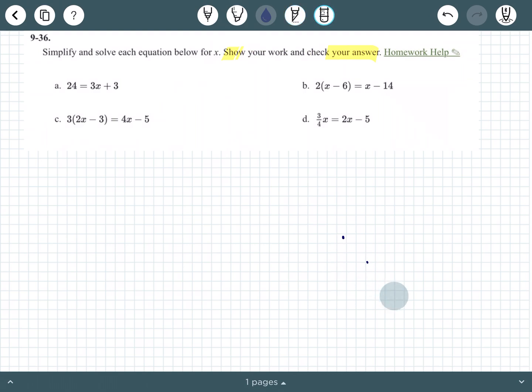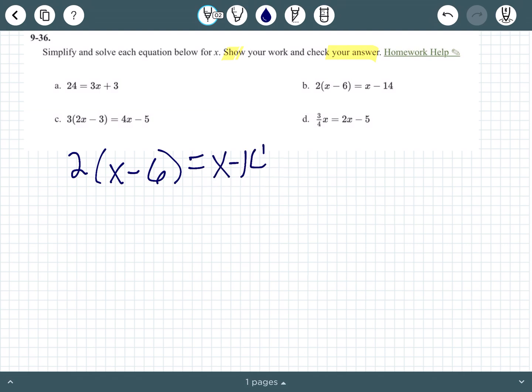Alright, we have here 2 times the quantity of x minus 6 equals x minus 14. Well, I see I've got this 2 outside of my parentheses, and I know that that needs to distribute to each of my terms inside the parentheses. So 2 times x gives me 2x, minus 2 times 6 gives me 12, and that equals x minus 14.